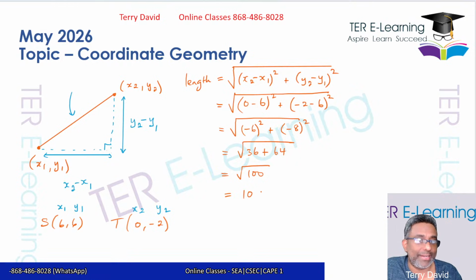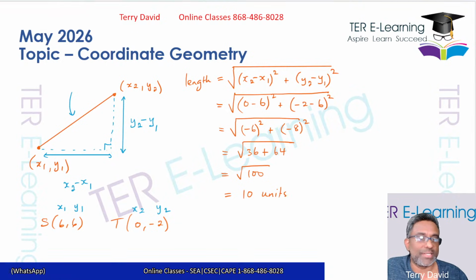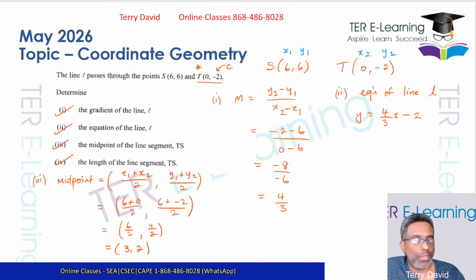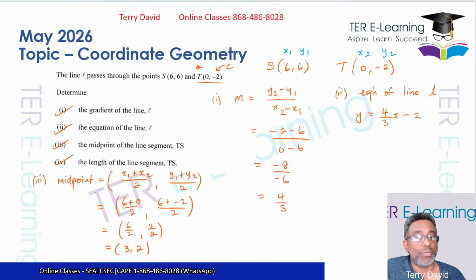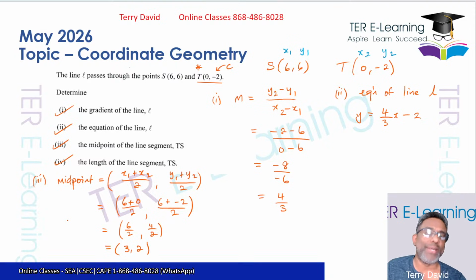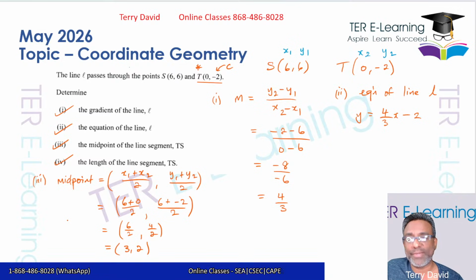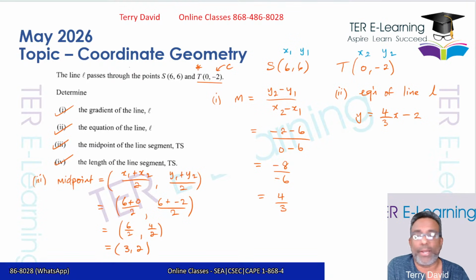And since we're working out a length here, we're going to put 10 units. All right. So that's how we work out the length. So far we've looked at a formula to work out gradient, a formula to work out midpoint, and a formula to work out length. You need to remember again that parallel lines have the same gradient, and for perpendicular lines, the product of their gradients is equal to -1. Okay.